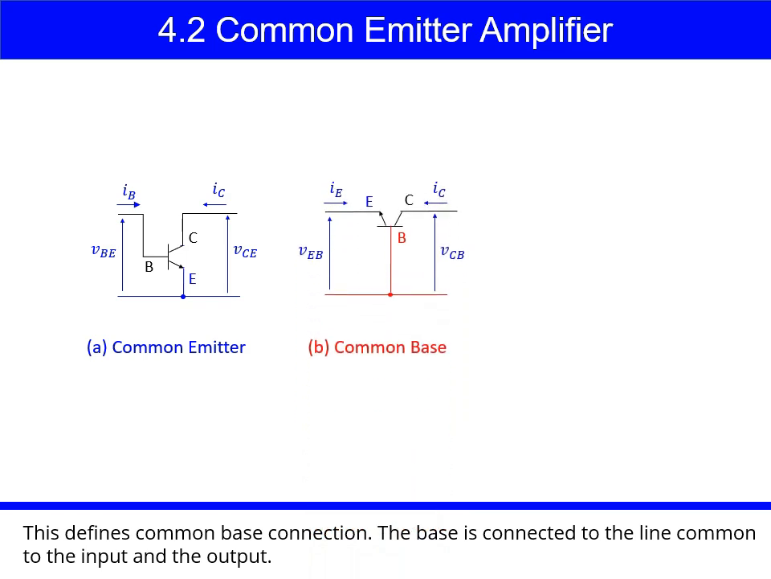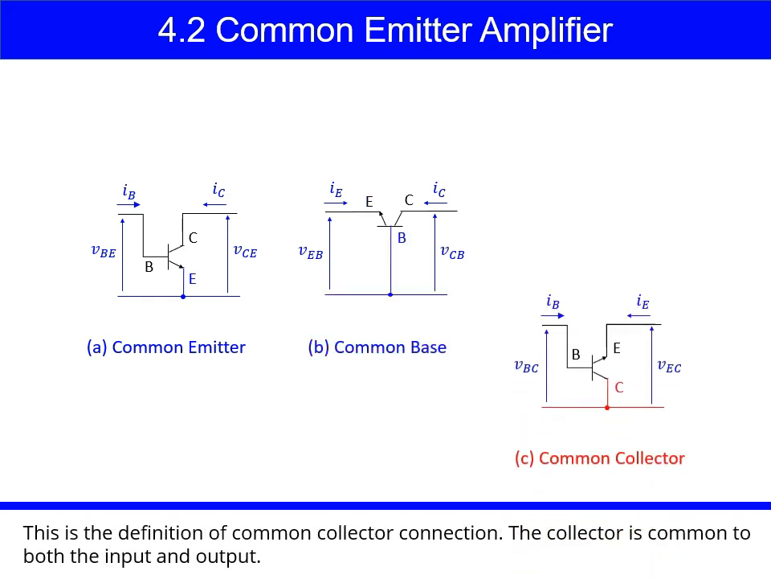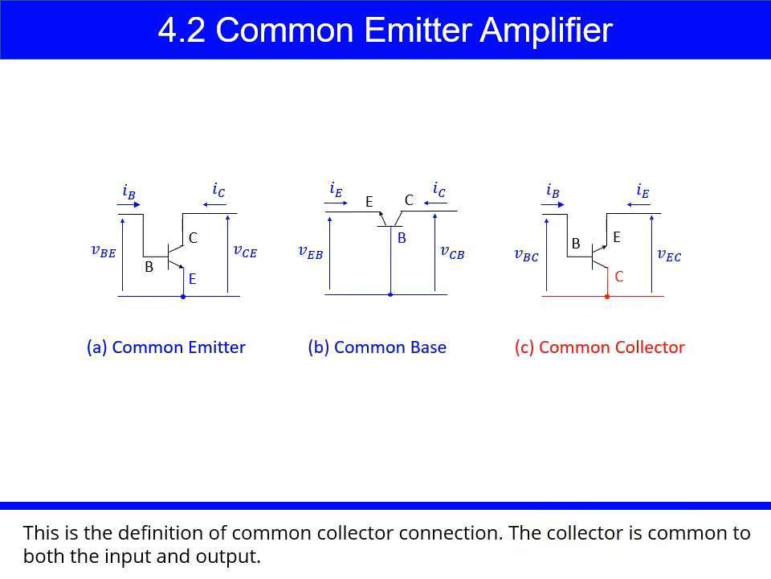This defines common base connection. The base is connected to the line common to the input and the output. This is the definition of common collector connection. The collector is common to both the input and output.